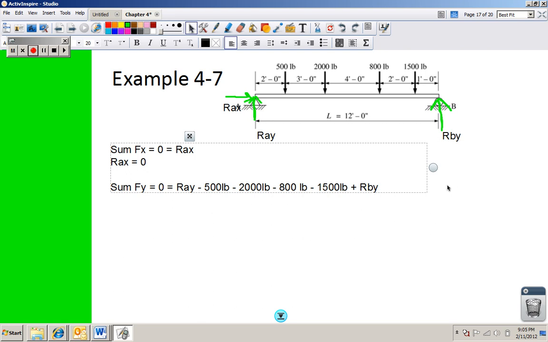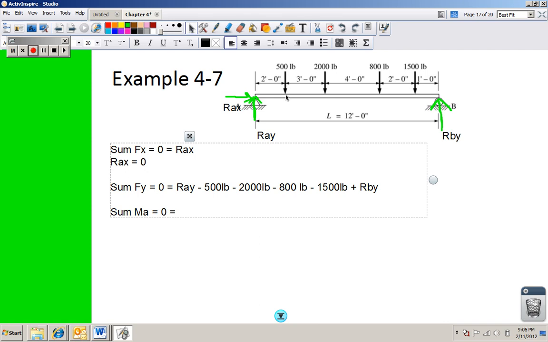Alright, now the problem is we have one equation and two unknowns. So we need another equation. Alright, so that's where we're going to write the sum of the moments around A. Okay, remember that we're going to consider that counterclockwise is a positive moment. Alright, so let's start here. RAX and RAY are applied at the point, so they don't cause a moment.